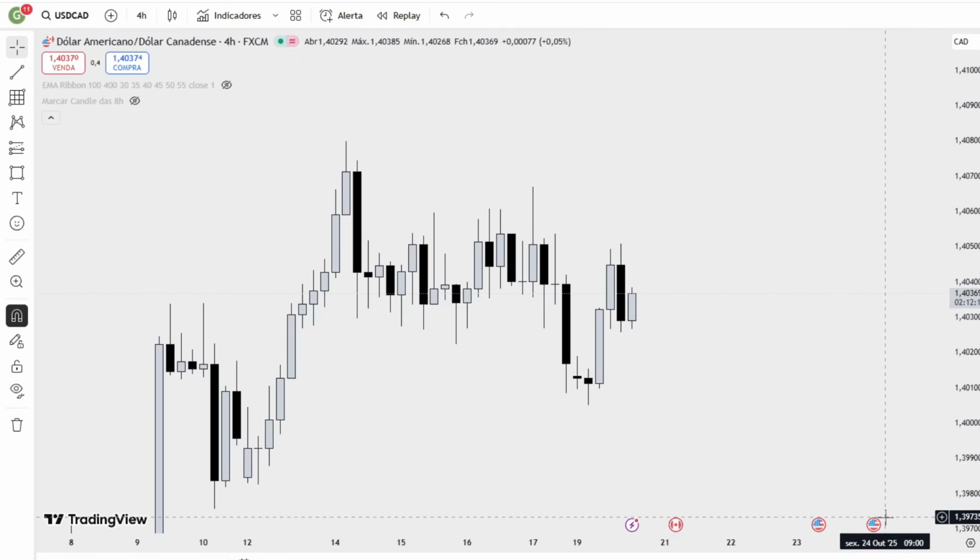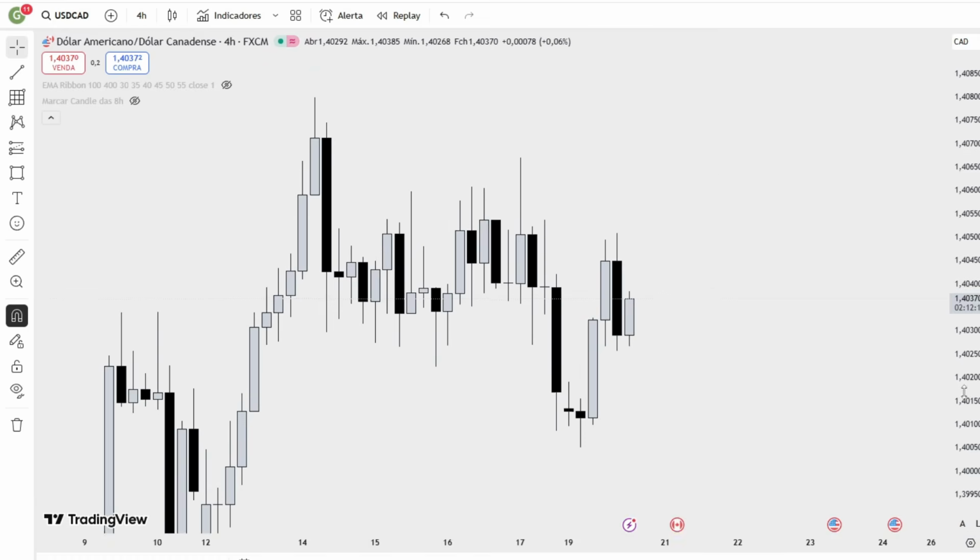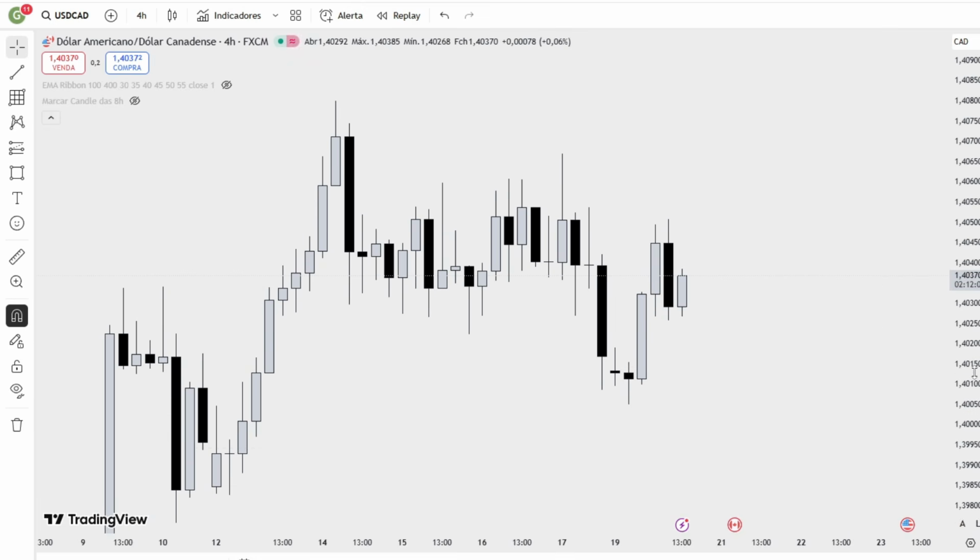Welcome guys to the most simplified CRT class that you will ever see. I will teach you how to trade CRT in a simple way with one model.